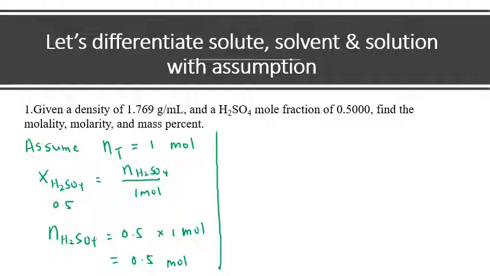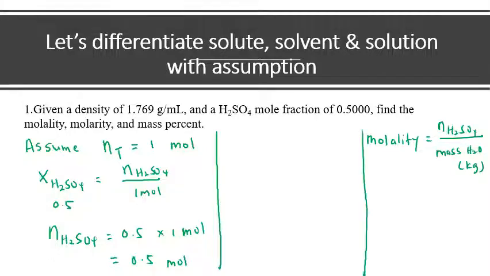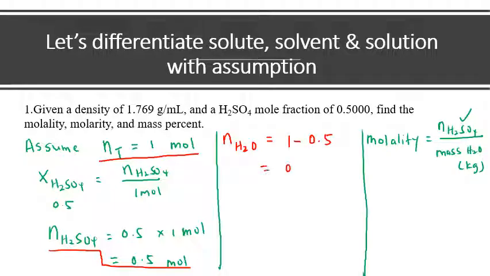Okay, then next we will check. We are looking at the molarity, which is mole H2SO4 divided by mass of H2O in kilogram. So at this moment, we already settle the mole of sulfuric acid. So next, we need to know the mass of water. Okay, so the total number of mole is 1 mole, and the mole of H2SO4 is 0.5. In other words, the number of mole of H2O in this case is also equal to 0.5, because we know that mole of water and mole of H2SO4 equal 1 mole.